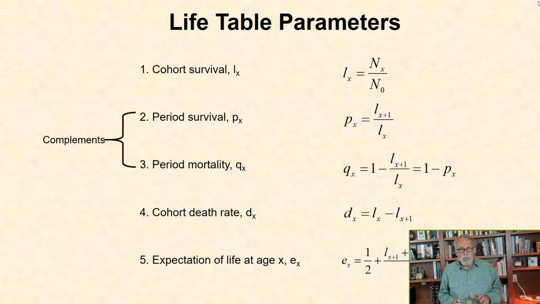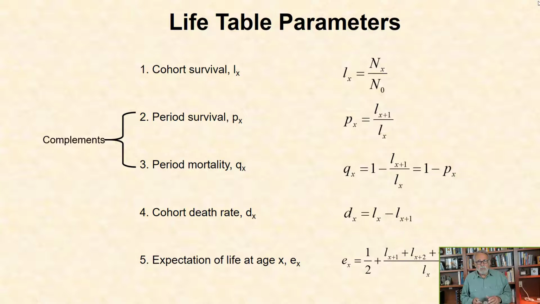Second, PX and QX are complements that sum to 1. If PX is the probability of surviving from X to X plus 1, then the value of QX must be PX's complement, or 1 minus PX. Thus, if the probability of surviving from X to X plus 1 is 90%, then the probability of dying equals 10%. Thus, to know the value of one of these parameters is also to know the value of the other.